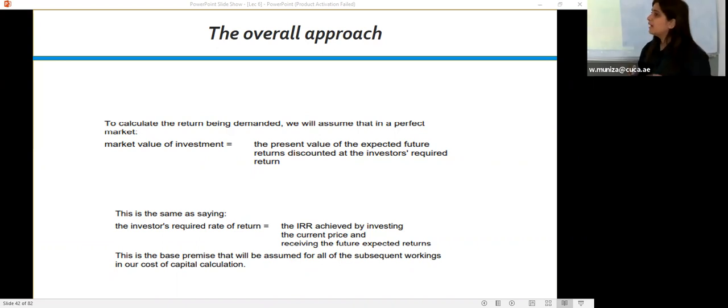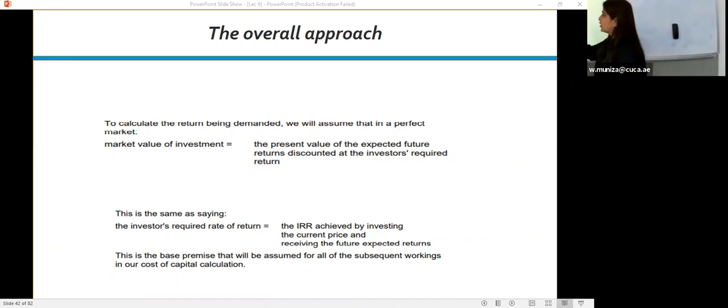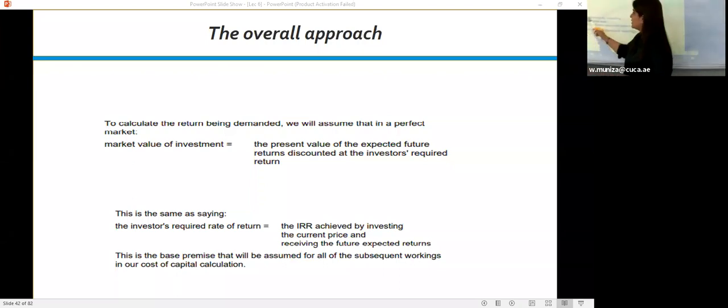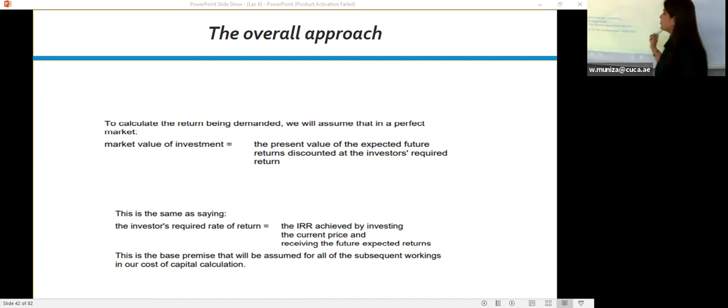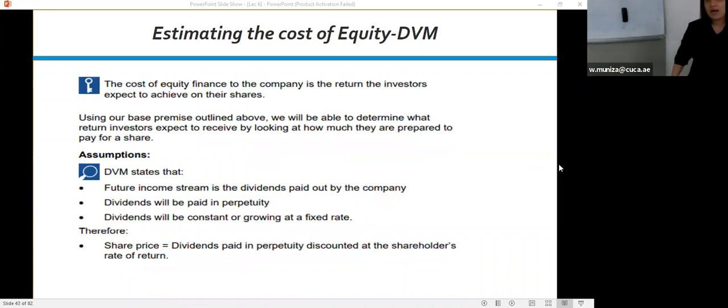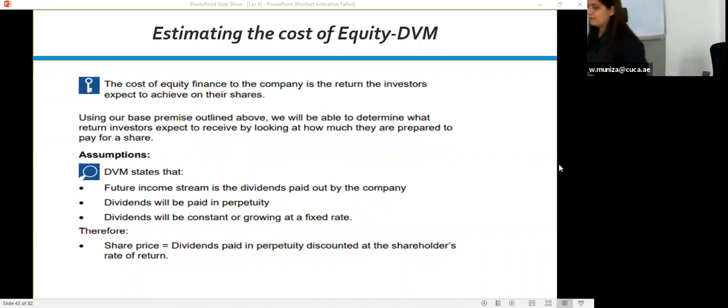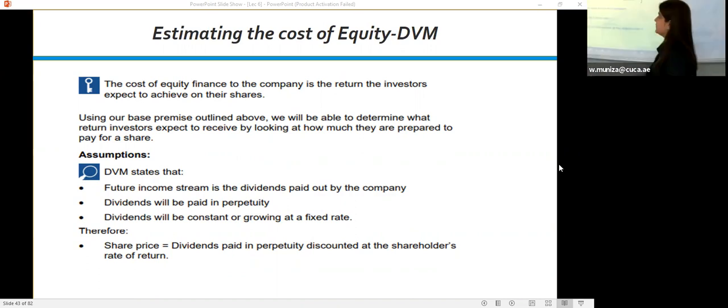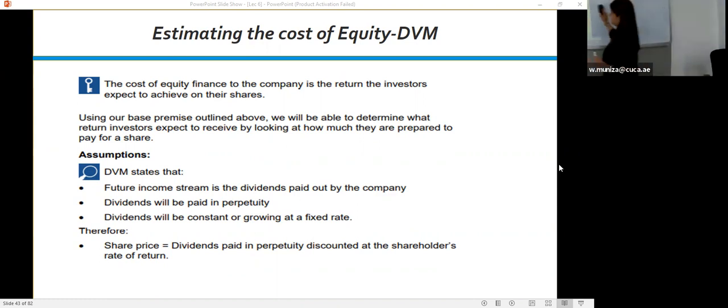Because we want to calculate the market value of the investment in order to decide which investment we need to take on. This is the same as saying the investor's required rate of return is the internal rate of return achieved by investing the current price and receiving the future expected returns. This is the base premise that will be assumed for all the subsequent workings in the cost of capital calculation. So they are telling you that investors' required rate of return is equal to the cost of capital, which is borne by the company. Now, estimating the cost of equity: dividend valuation model.